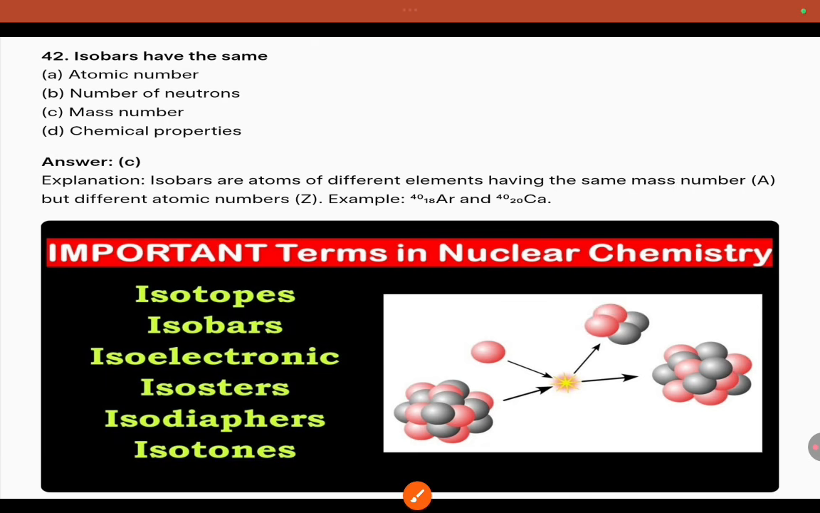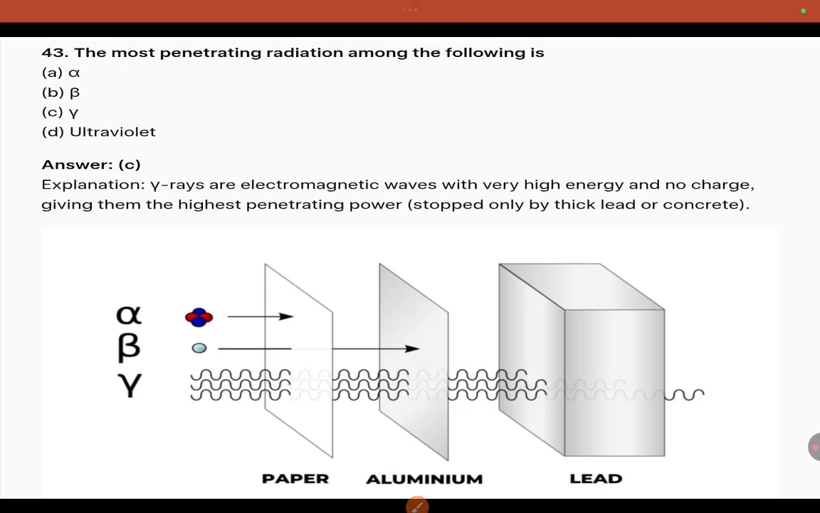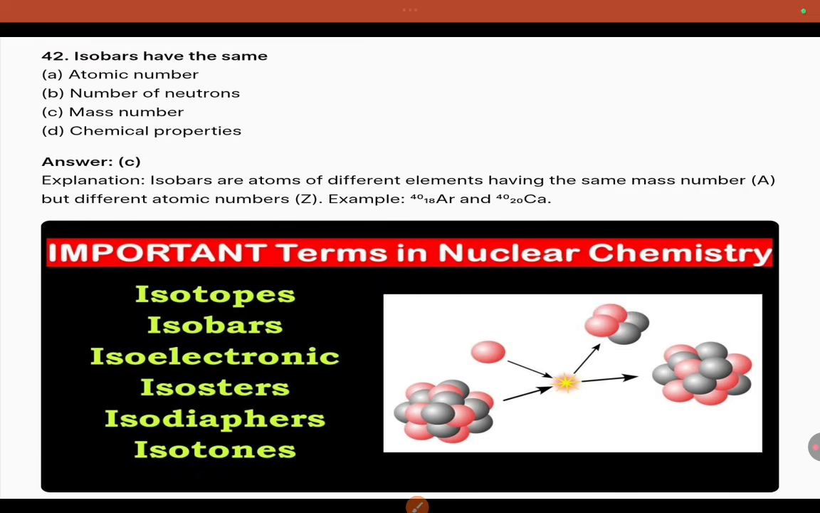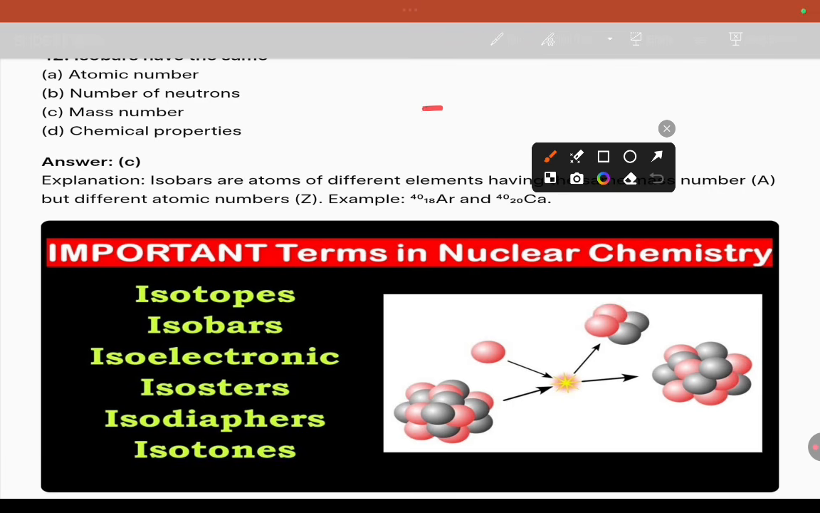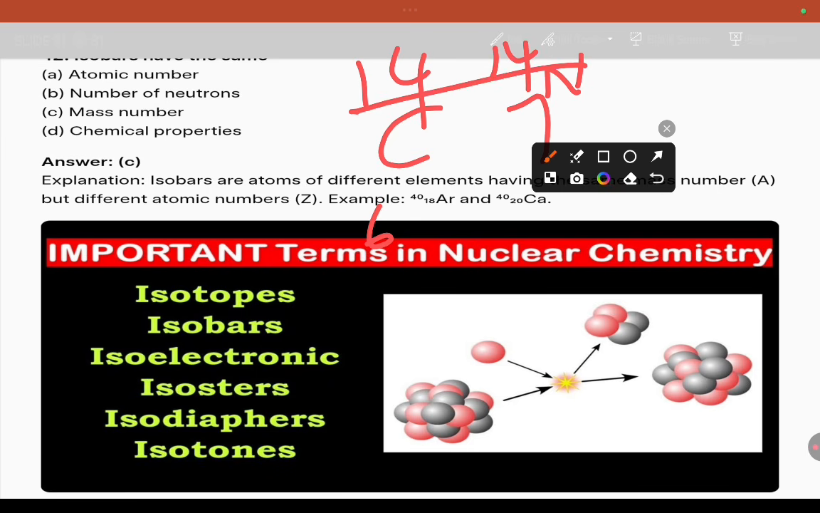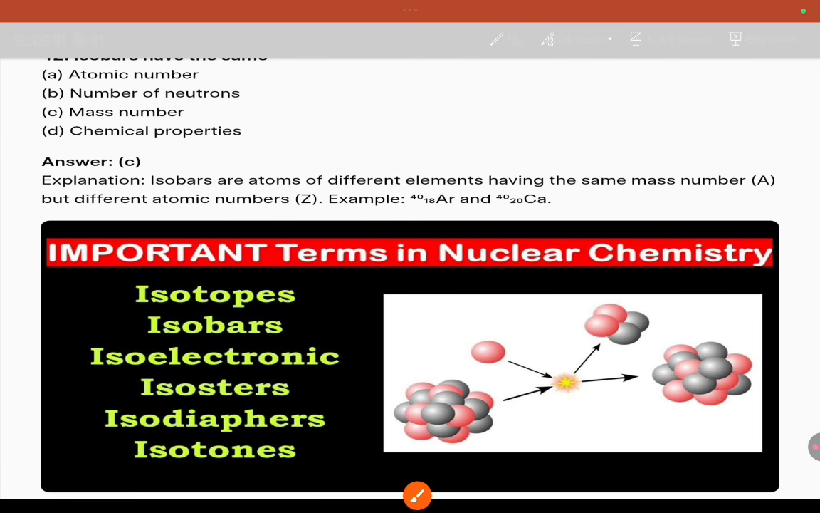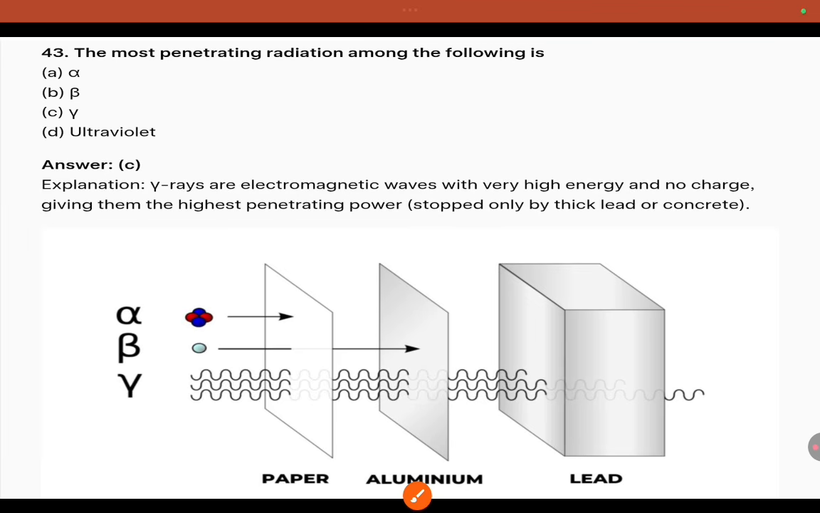That is 42. Isobars have the same what? Isobars have the same mass number, like carbon-14 (atomic number 6) and nitrogen-14 (atomic number 7). So they have the same mass number. The most penetrating radiation among the following is gamma rays.